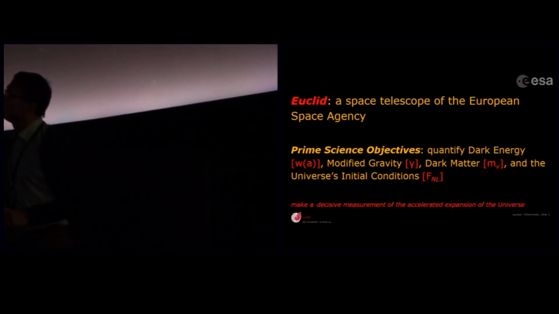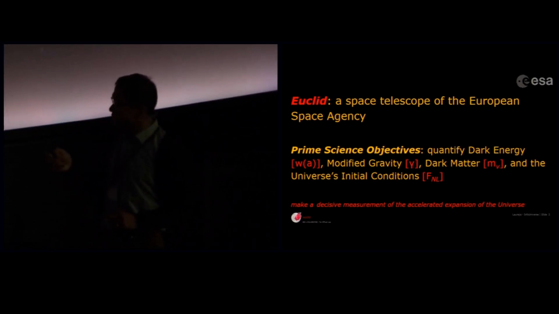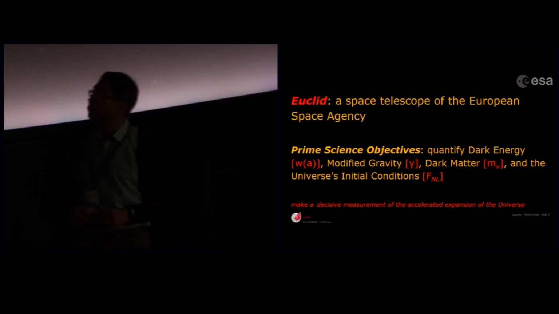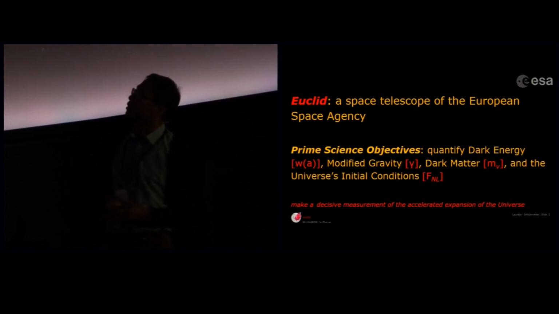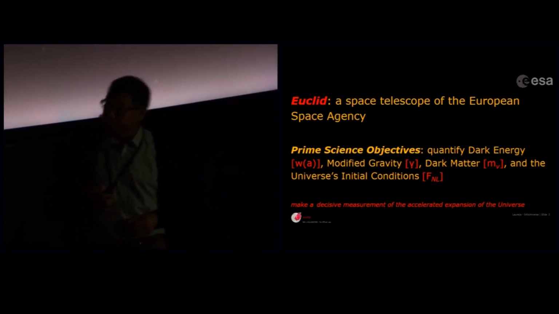Now, what we want to do with Euclid is to make a decisive measurement of the accelerated expansion of the universe. Decisive, Henk already mentioned it. We have a measure called the figure of merit, and we want to have this figure of merit as big as possible, and it gives us an idea how accurately we can measure these parameters.